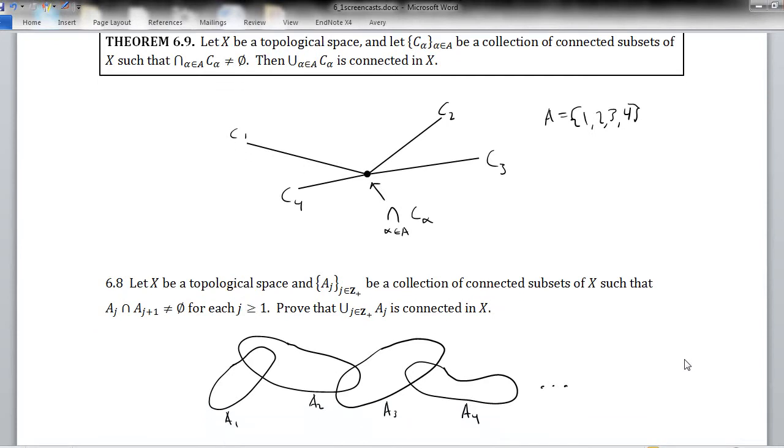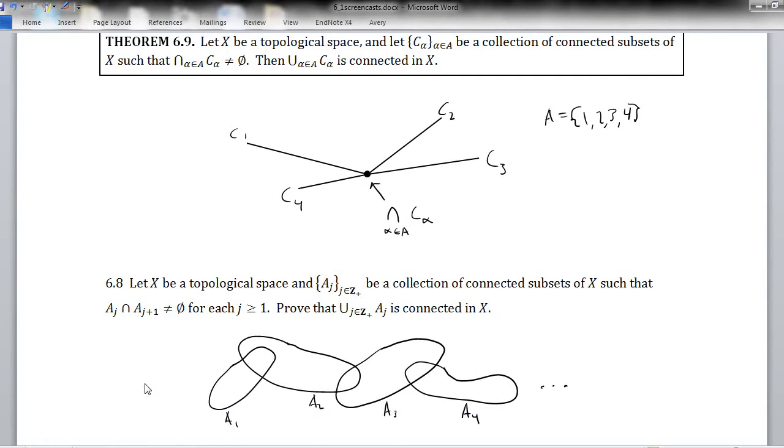Now, our problem, 6.8, says let X be a topological space, and suppose we, again, have a collection of connected subsets of X, but we are restricting our index set to be the set of positive integers. So you basically have a sequence of connected subsets of X, and we're not assuming that they all overlap, that there's a point in every single one of them. We're just assuming that consecutive subsets in our sequence do overlap.